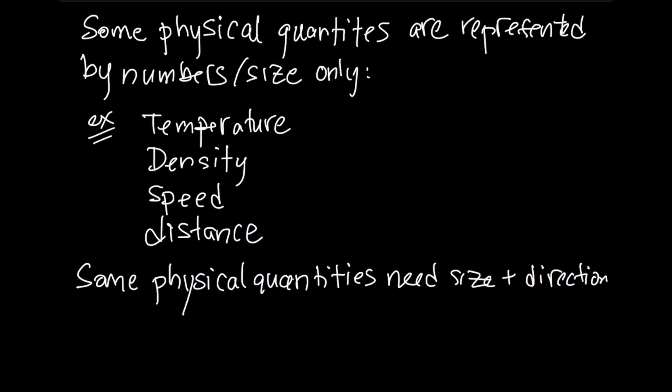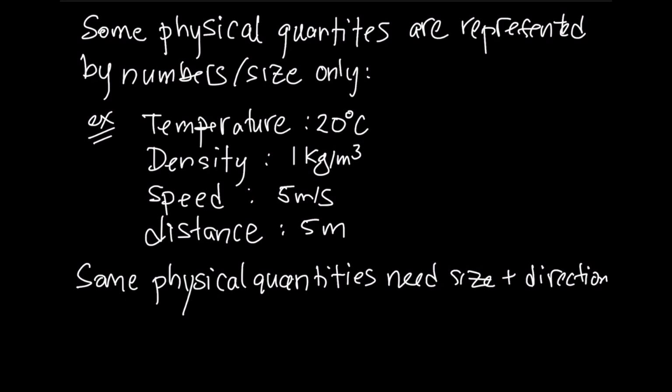Some physical quantities are represented by a single number or a value, a size only. So things like temperature, let's say 20 degrees Celsius, density, 1 kilogram per cubic meter, speed, 5 meters per second, or distance, 5 meters. But there are some physical quantities where a single number is not enough.